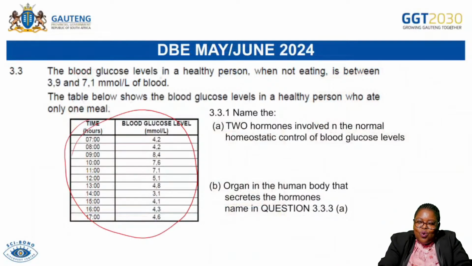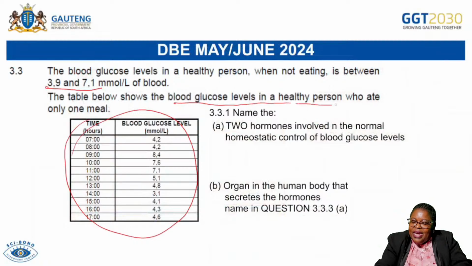It says blood glucose level in a healthy person when not eating is between 3.9 and 7.1 millimoles per liter of blood. The table below shows the blood glucose level in a healthy person who ate only one meal. Now, look at the question. Because we're talking about glucose level, you're thinking of what? Homeostasis. Negative feedback. Sometimes you don't miss the marks because you don't know the answer, but because maybe you did not answer or understand the question.